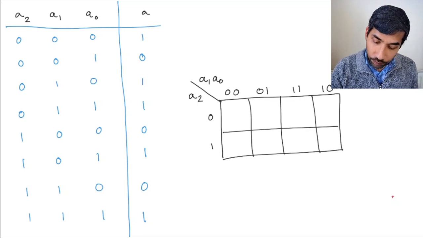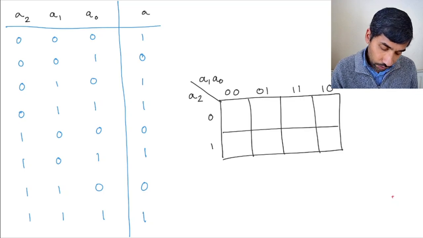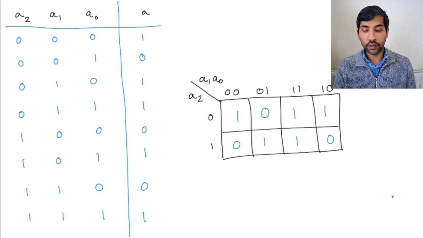And let's fill up the k-map using the truth table. So for an input 0, 0, 0, we have 1. Then we have 0, 0, 1, which is 0. Then we have 0, 1, 0. For that, you get an output of 1 and then a 1 here. Similarly, you get a 0, 1, 0, 1 here. Okay, so that's our k-map.